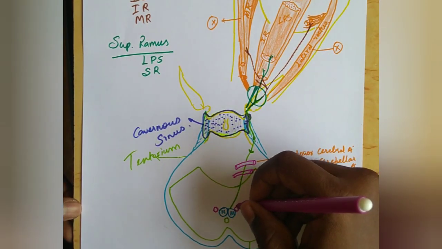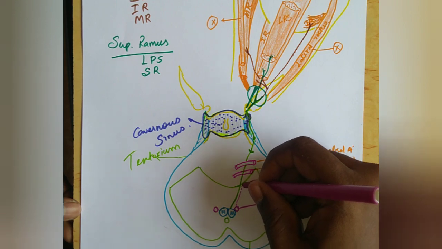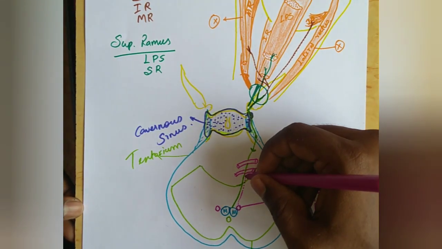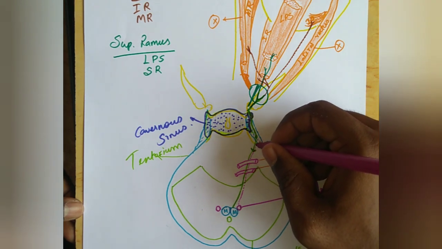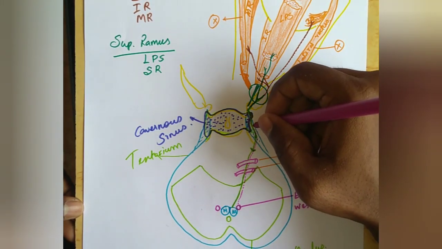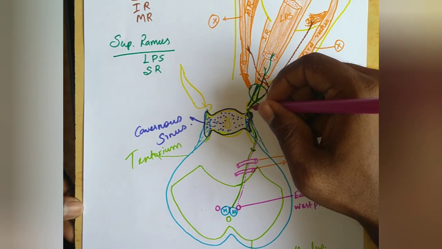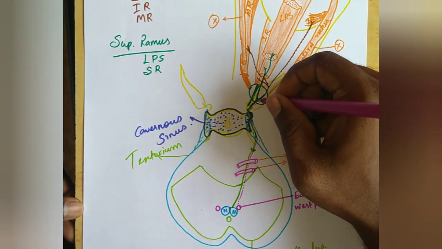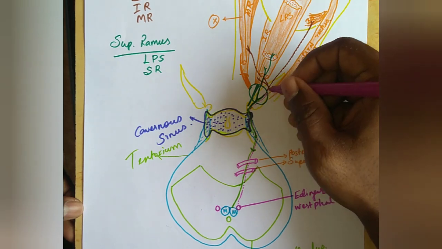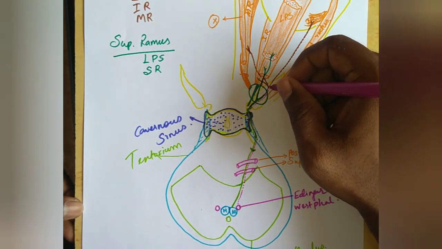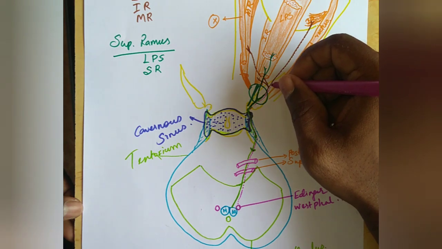From the Edinger-Westphal nucleus, the preganglionic fibers, which we are representing using pink color, pass through the oculomotor nerve itself, through the motor root of the nerve. Then it will go via the inferior division of the oculomotor nerve.